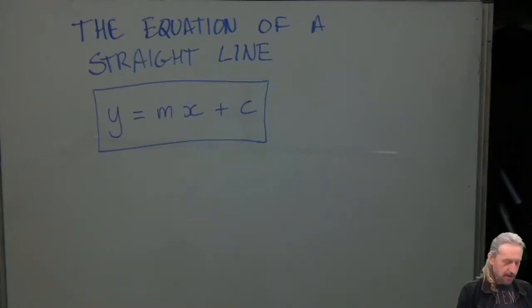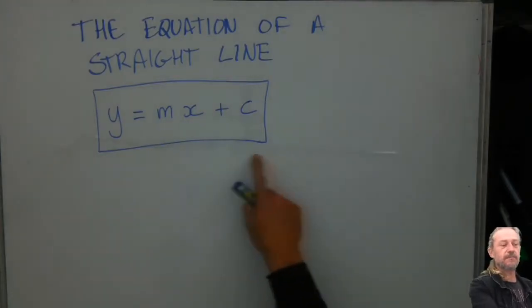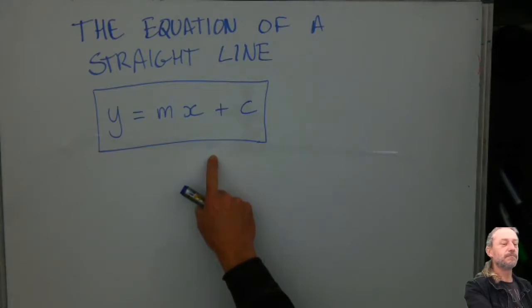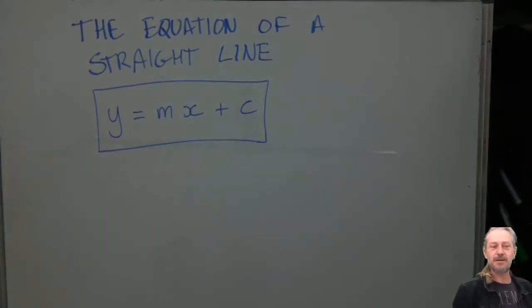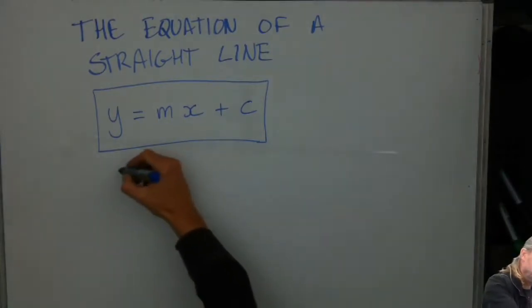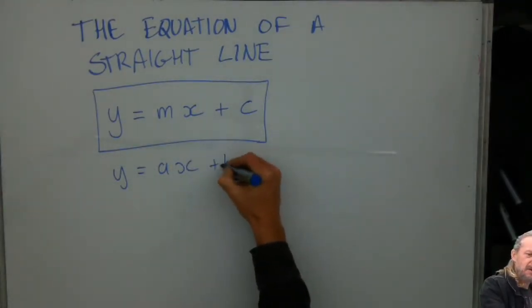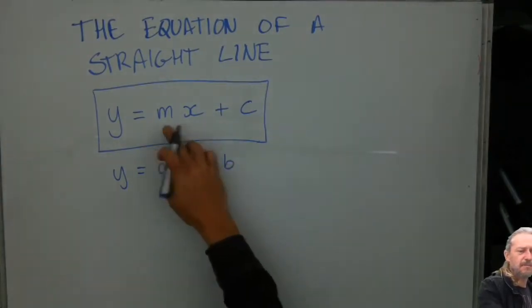Okay, welcome back. This time we're just going to be talking very quickly about the equation of a straight line. So essentially, this is the form that we're going to be dealing with. It can be arranged in a slightly different way, but this is the one that is the most useful. In the book, it actually uses y equals ax plus b. Doesn't really matter.